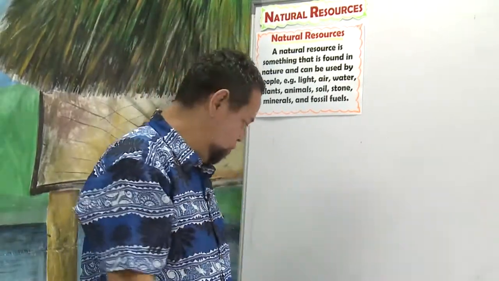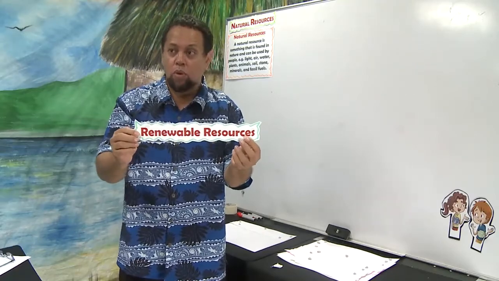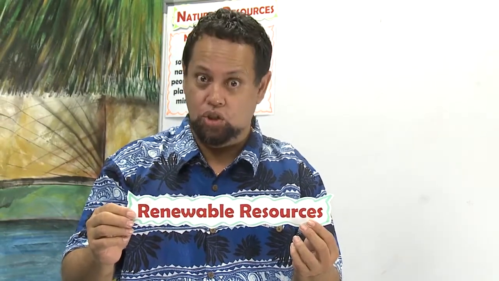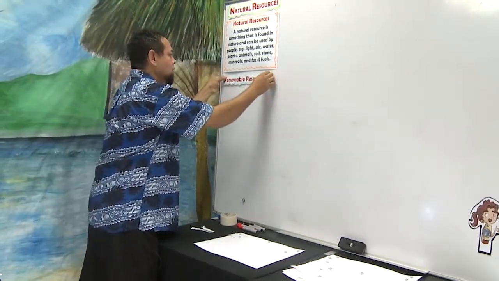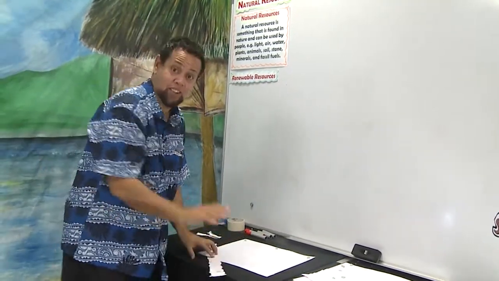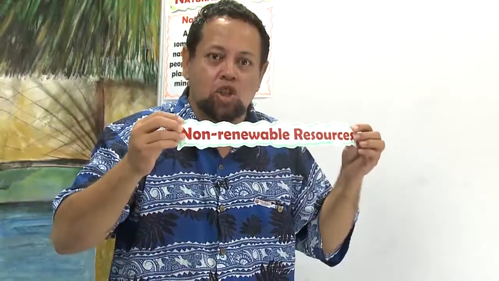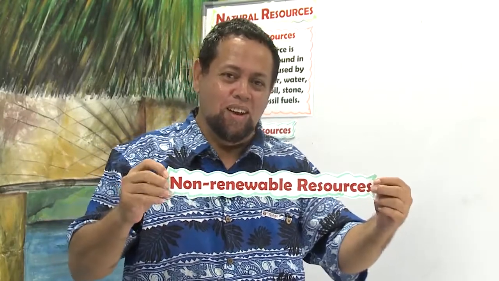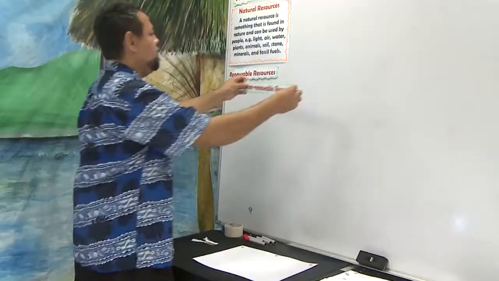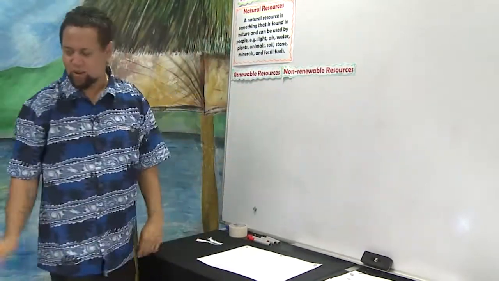Well, let's check those two groups. First of all, renewable resources. Shall we put it up? Renewable. And what's the next one? Guess what the next one is. Yes, it's non-renewable resources. See? The things that are found in nature are classified into two groups.